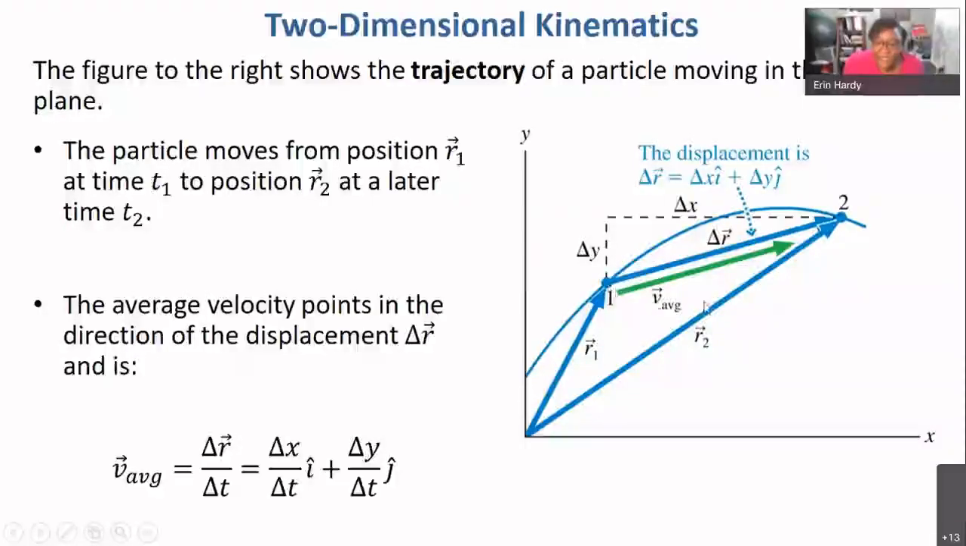So the interval of time separating points 1 and 2, that's constant. So that's just going to be our delta t that shows up in the denominator of both terms. But now the magnitude of that velocity vector is going to depend on the ratio of delta x over delta t, or delta y over delta t, where I'm using unit vector notation again right here, the i hat and then the j hat directions.